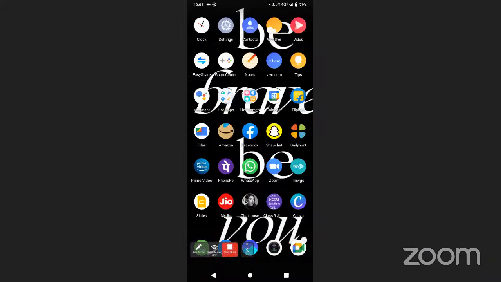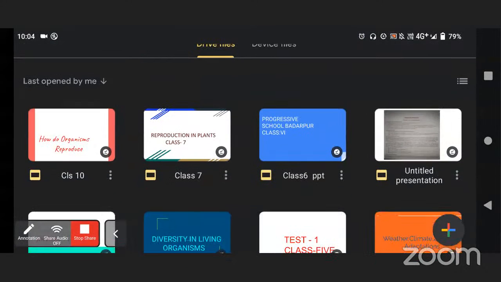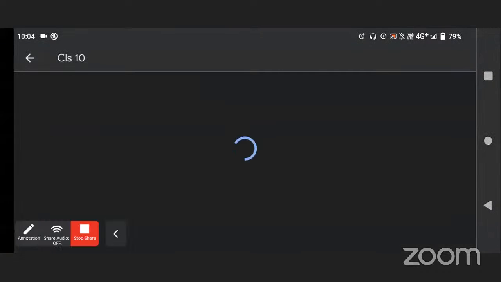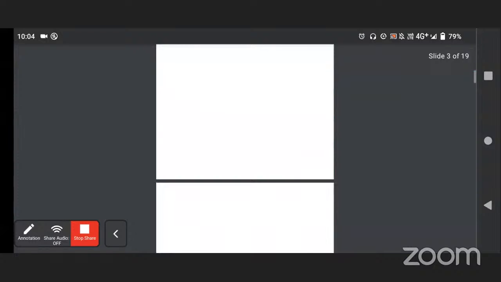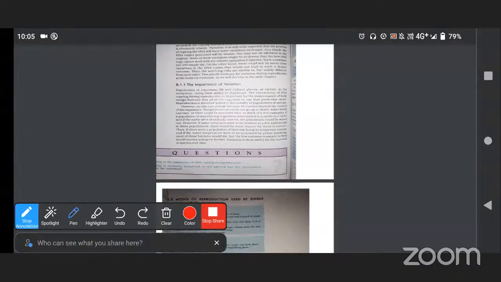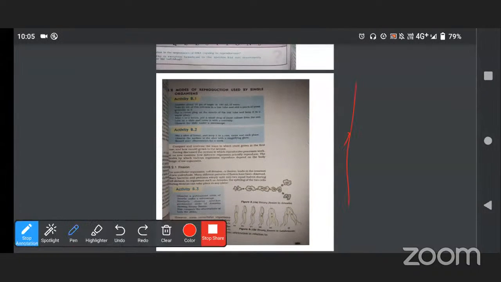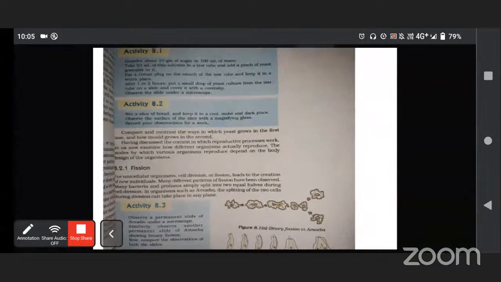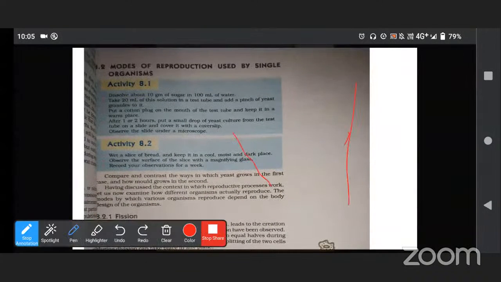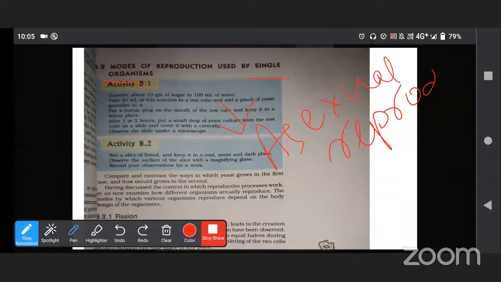What is the definition of asexual reproduction? Anyone, please? Asexual reproduction requires what? You can see here that the mode of reproduction used by single organisms means asexual reproduction. Only a single individual is required to form a new individual.